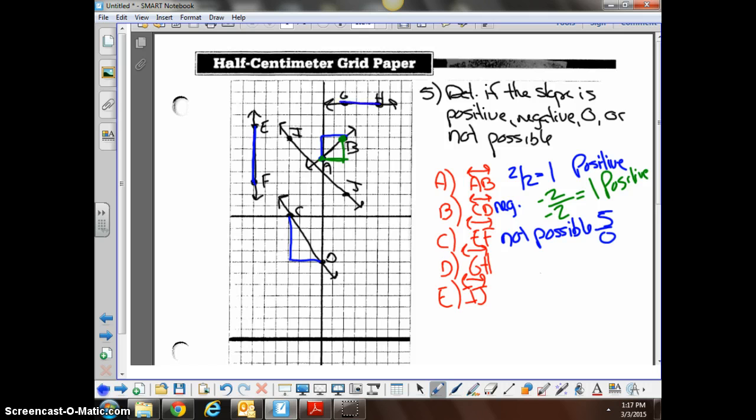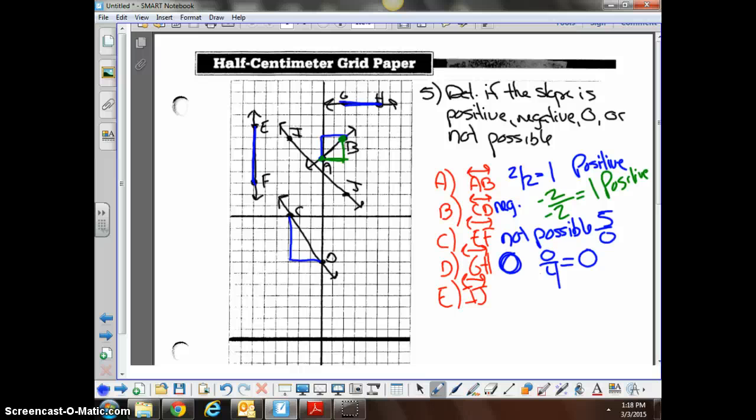GH, horizontal. 0, positive, negative, or not possible? What do you think, Ben Wynn? 0. Why is it 0? Because the rise is 0, the run is 4. If you have a 0 in the numerator of a fraction, you know that it's always going to be 0 for your answer. So therefore, GH is 0.